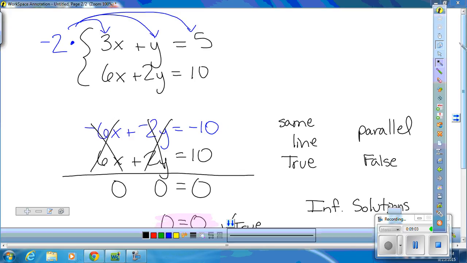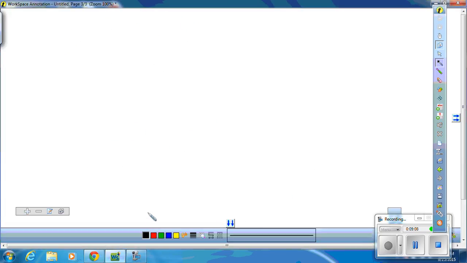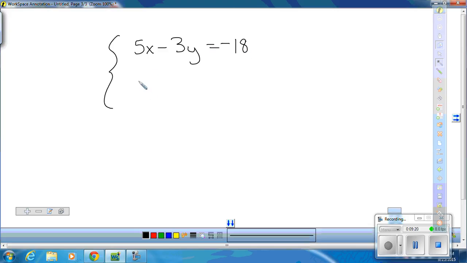Another example. If we look at 5x minus 3y is equal to negative 18, and x minus 6y is equal to negative 9. So when I look at this problem, I try to see what could I get rid of. Well, nothing is opposite of each other right now. This is 5 and 1, negative 3 and negative 6. So nothing's canceling out right now. But I do notice this is x, so it's easiest to multiply by something and make it opposite.